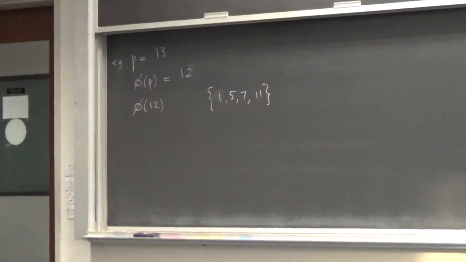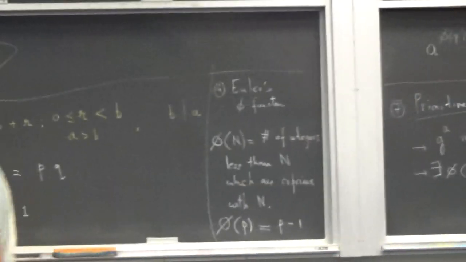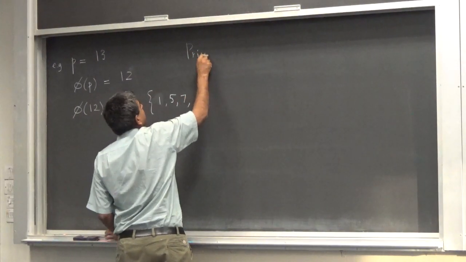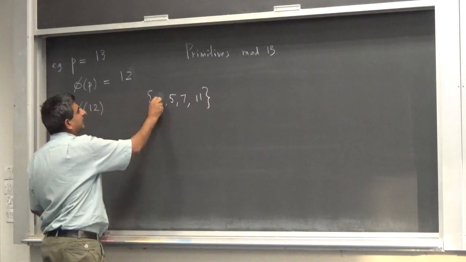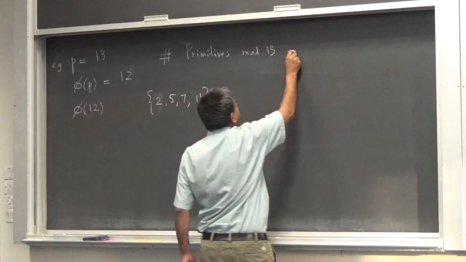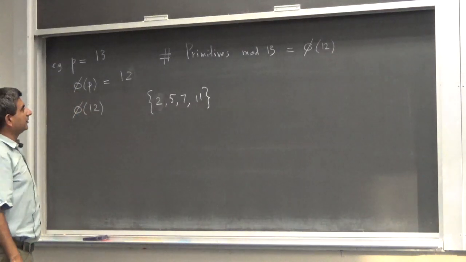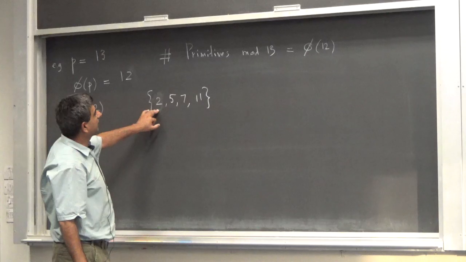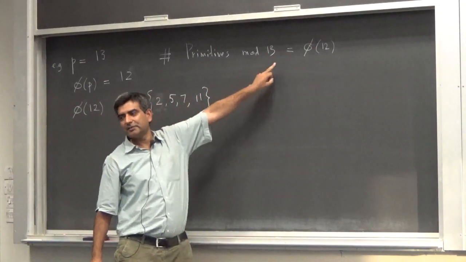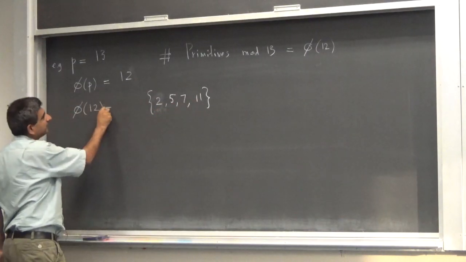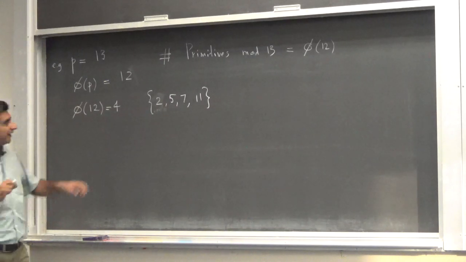I'm sorry. So we are finding the primitive roots mod 13. And the number of primitive roots mod 13 is phi of p minus 1, phi of 12. There are four such numbers less than 12 which are co-prime with 12. So they are 2, 5, 7, 11. There are four of these. So this number turns out to be 4. So there are four primitive roots mod 13, and they are 2, 5, 7, and 11.